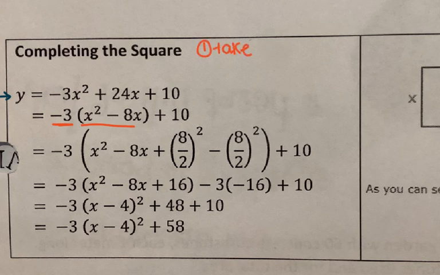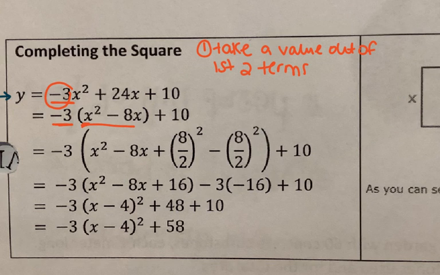Take a value out of first 2 terms. So in this case, the a value is -3. I want the a value inside my bracket to be 1, so I want to get rid of the whole a value. So the first 2 terms I'm going to divide by -3.